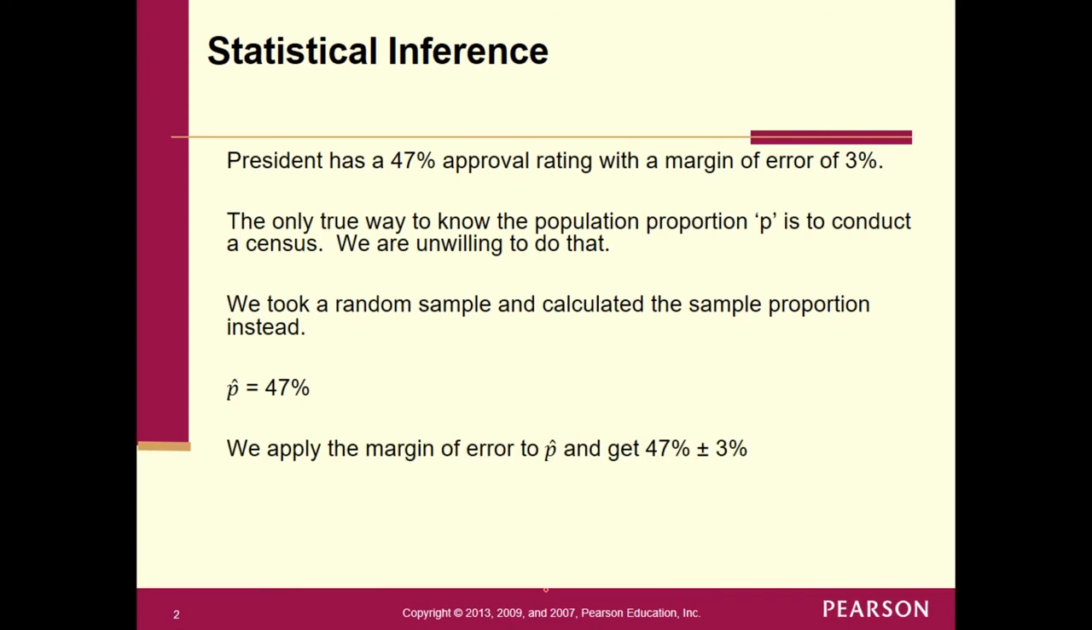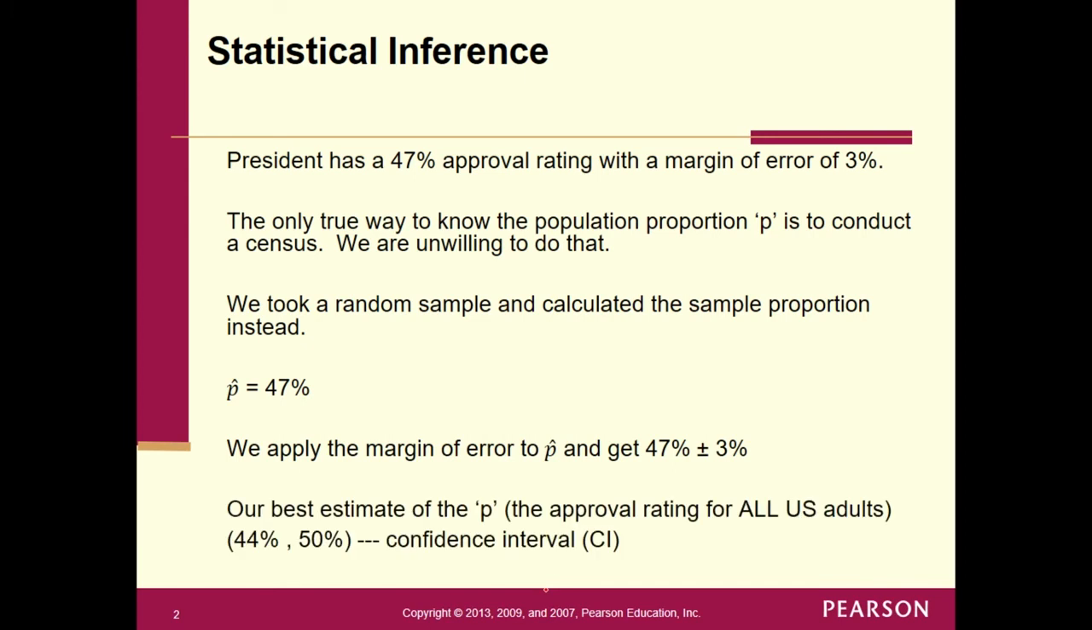And then we apply the margin of error to the p hat. So we get 47% plus or minus the 3%. And so our best estimate of the population proportion p, the approval rating for all US adults, is somewhere between 44% and 50%, and what we're going to call this is a confidence interval. So a confidence interval is when we come up with a set of values that we think are plausible values for some sort of parameter, in this case the population proportion p. And we're going to designate the confidence interval with a CI, so we don't have to keep writing it over and over again.